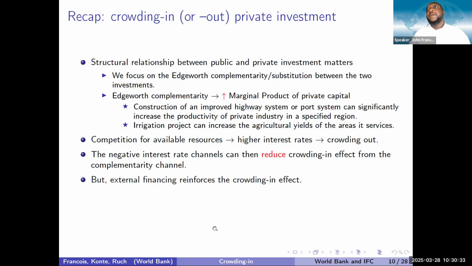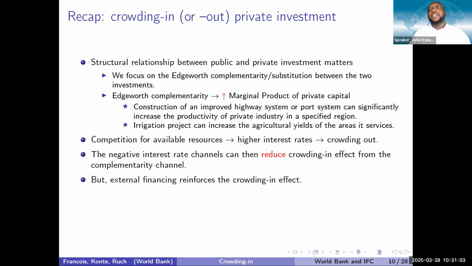And then you have the other part, the crowding out that I explained: competition for available resources by the government to finance public investment tends to increase interest rates. And as we know, higher interest rates mean the cost of capital is generally expensive, and this leads to the crowding out of private investment, right? So the negative interest rate channel can then reduce the crowding in effect from the complementarity channel, right? And the net effect is what we try to quantify.